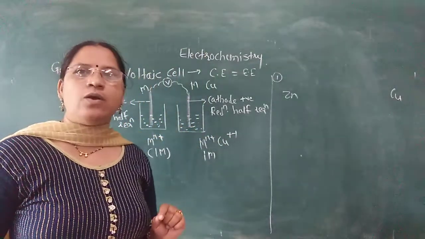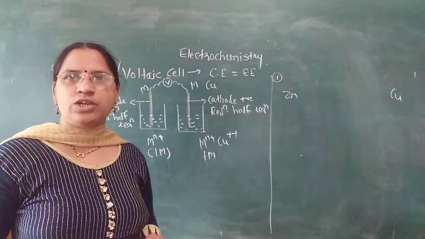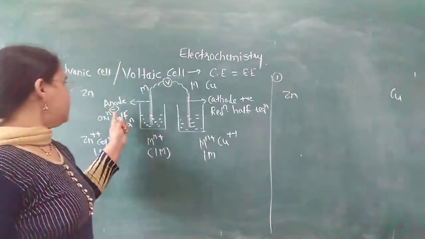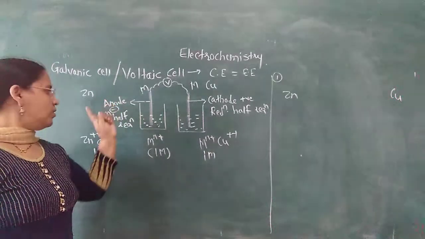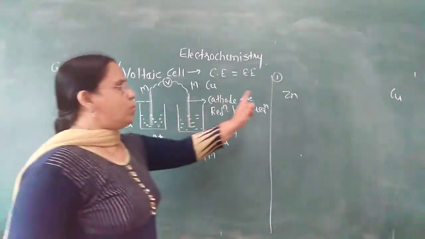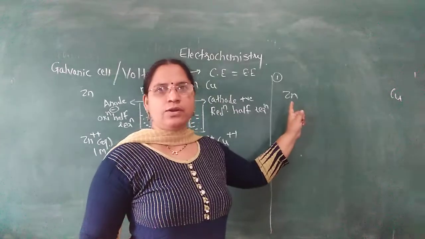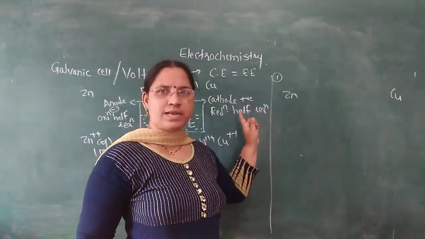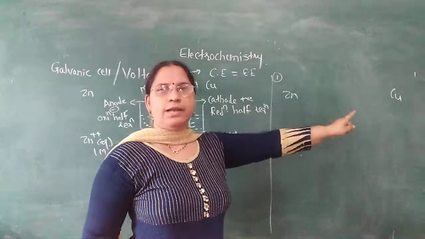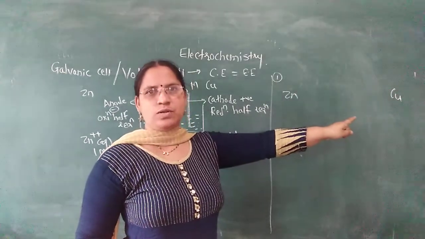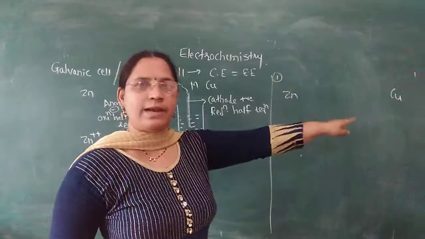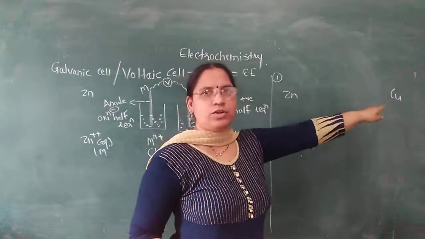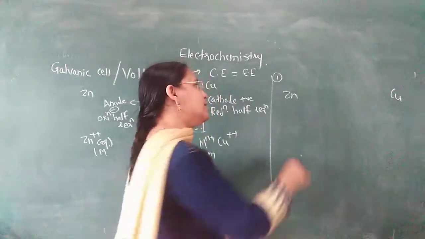The electrode where the oxidation half reaction occurs, that electrode we have to write to the extreme left hand side. If you observe, this is the zinc where the oxidation half reaction took place. So while writing a galvanic cell, the electrode where the oxidation half reaction occurs, we have to write to the extreme left side, while the electrode where the reduction half reaction occurs, we have to write to the extreme right hand side. So here zinc we will write to the left side and copper we will write to the right hand side. This is the first rule.